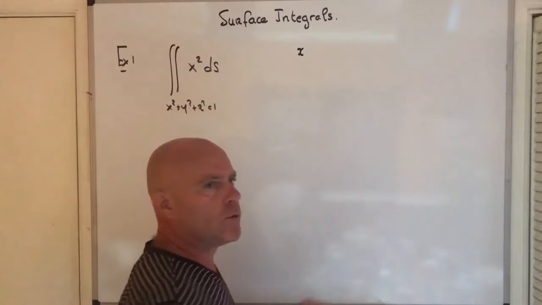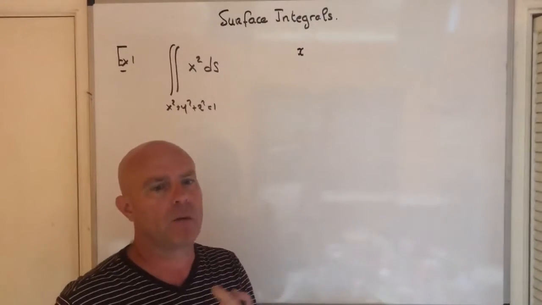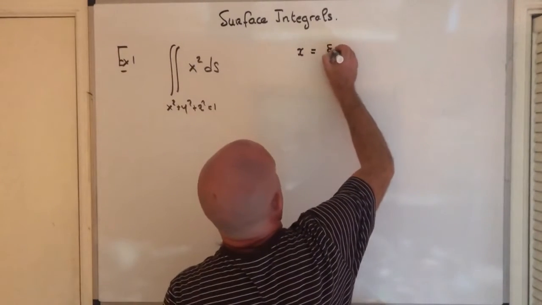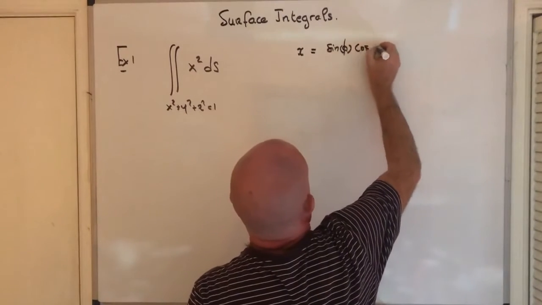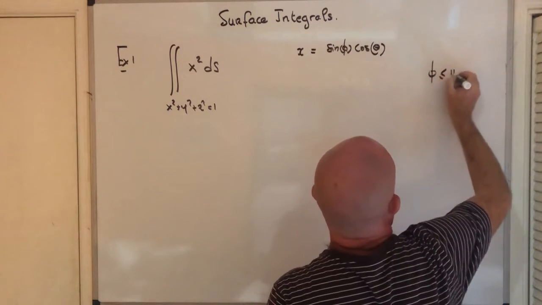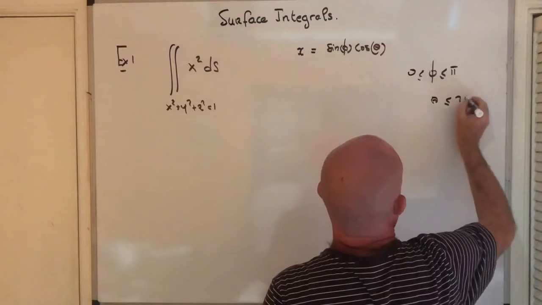So x is equal to rho sine phi cosine theta, but where rho is equal to 1. So we could just have sine phi cosine theta, where phi here belongs to the interval 0 to pi, and theta varies between 0 and 2 pi.